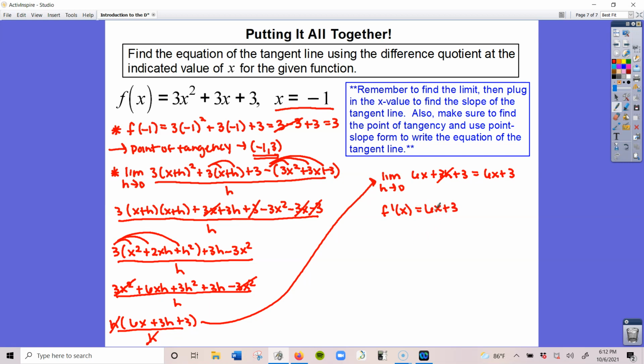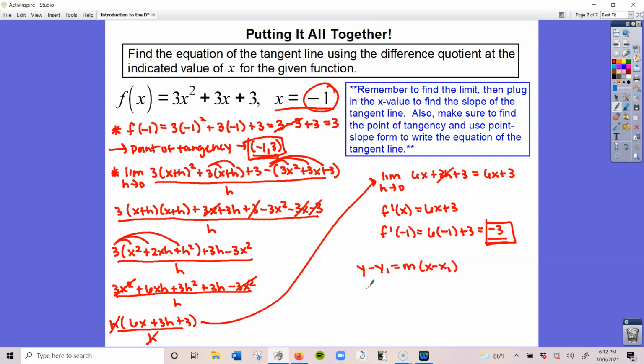So now I want to know the slope of my tangent line when x is -1. So I'm going to plug in -1. And that would give me 6 times -1 plus 3. This is -6, and -6 plus 3 is -3. So I have my slope, I have my point. I'm going to put it in my point-slope form.